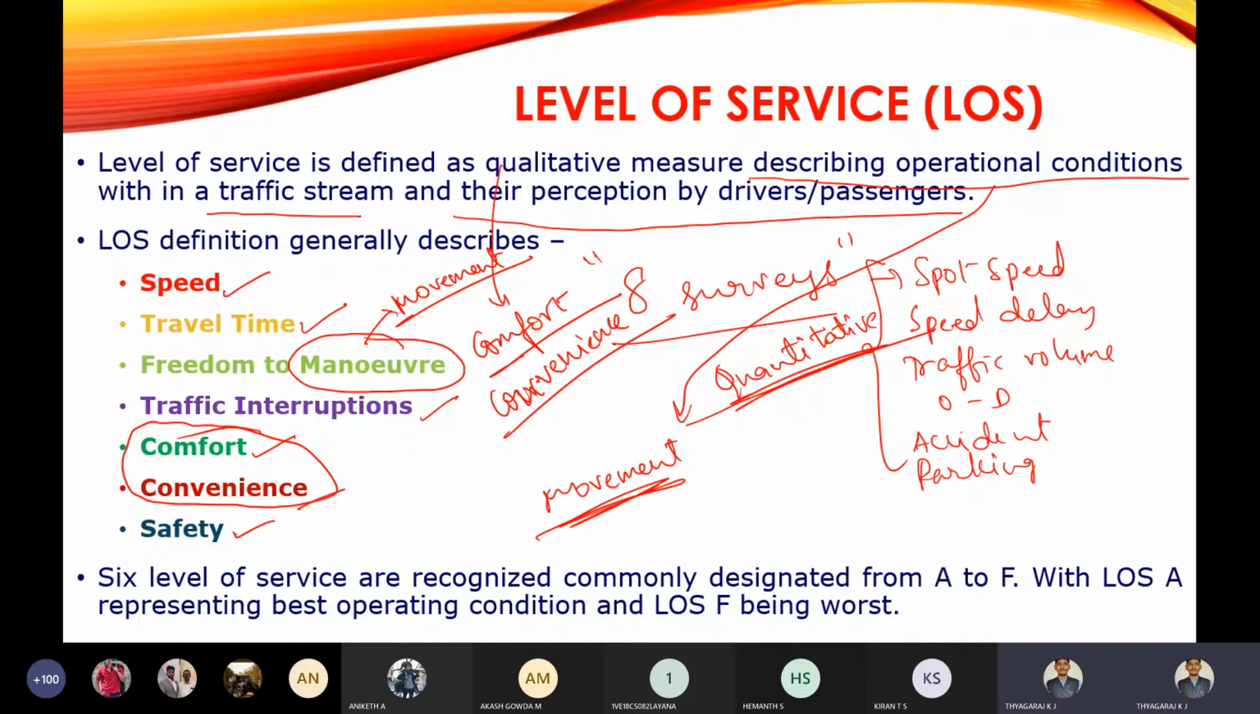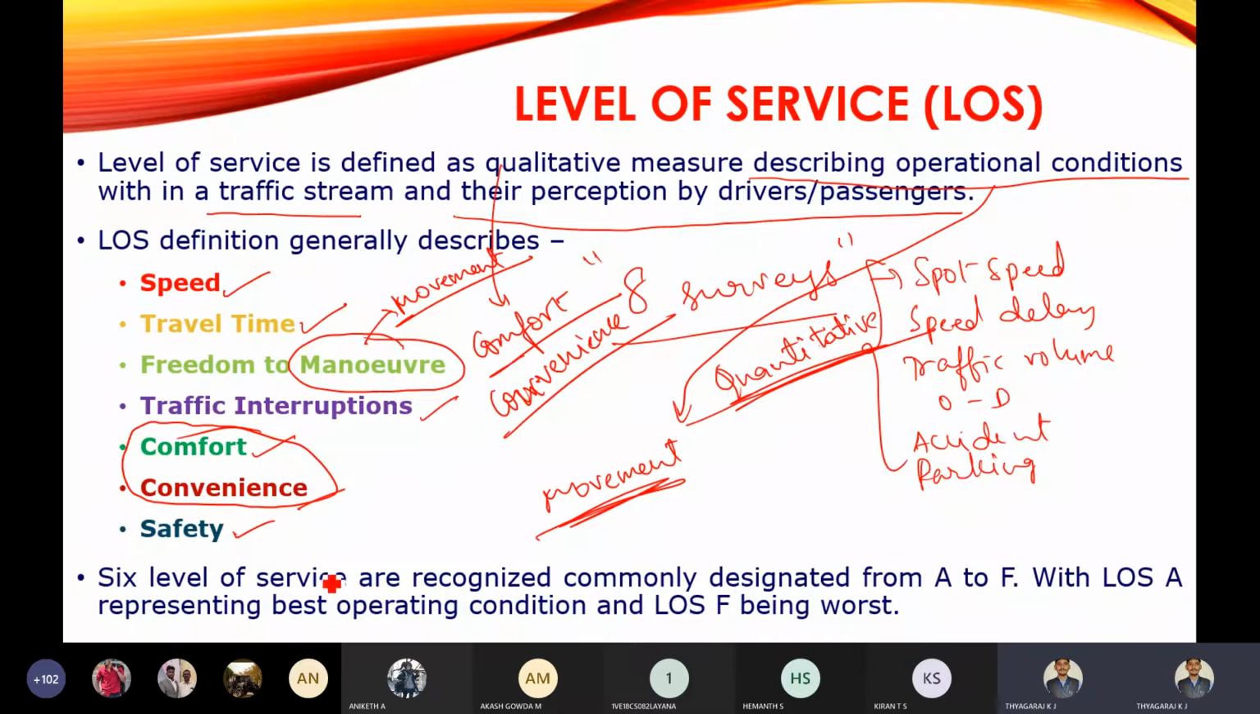Comfort and convenience means, without any interruption, if you are moving from one place to another, that is from your origin to destination, then we can say that the comfort and convenience is good. If the road is fully deteriorated and you will not have any comfort and convenience, we can say that the travel journey is very poor in nature. Likewise, we are going to classify the level of service.